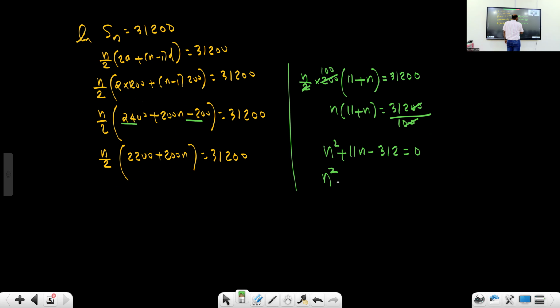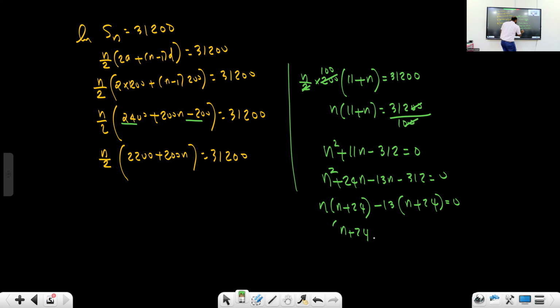N square plus 24N minus 13N plus 24 equal to 0. N into N plus 24 minus 13 into N plus 24 equal to 0. N plus 24 into N minus 13 equal to 0. N equal to minus 24, N equal to 13. Tell me what is the answer? N equal to 13. Why?